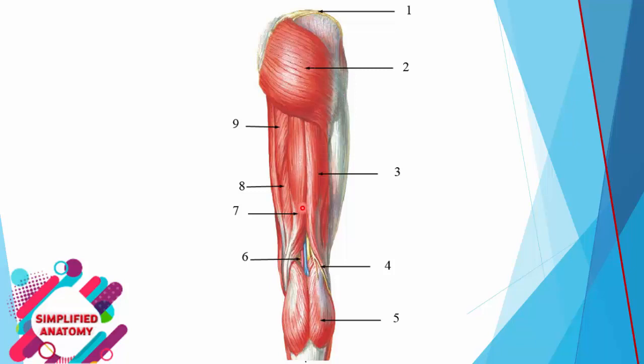Number 3, 8, and 7 are muscles of the back of the thigh. Number 3 goes laterally. This is called biceps femoris. Number 7 is semitendinosus, and number 8 is semimembranosus. Semitendinosus is superficial to the semimembranosus. Number 7 and 8 go medially, so number 7 is semitendinosus and number 8 is semimembranosus. Number 9 is part of the adductor magnus.